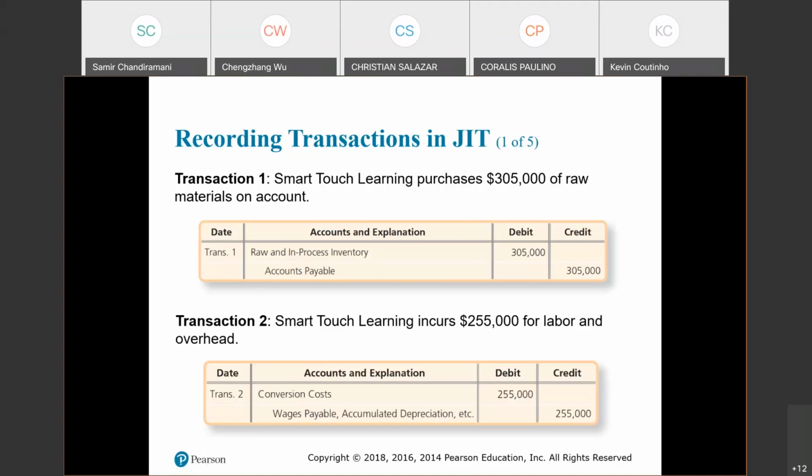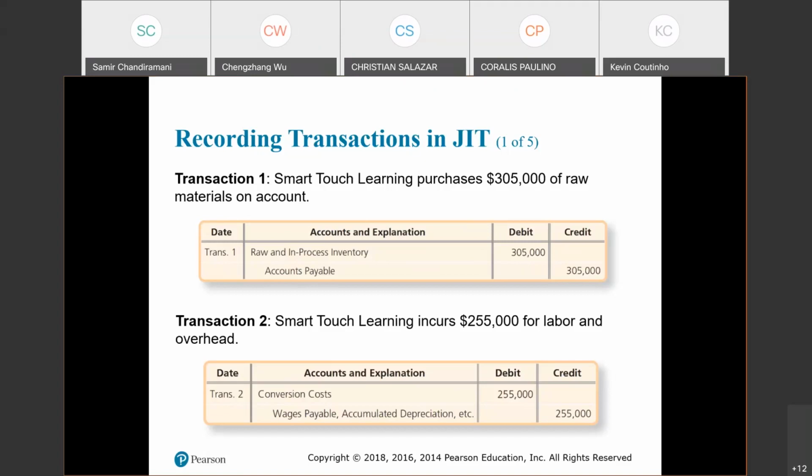Well, here we focus on the debit account. In traditional accounting, we should debit the raw materials account. However, as I said, in JIT accounting, there's only one combined account that records WIP and raw materials. So here we should debit this account, the raw and in-process inventory account, for the same amount of money.